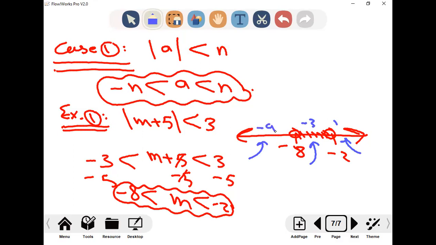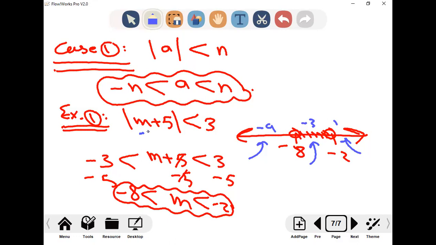The 1 and the negative 9 should be not solutions, right? But the negative 3 should be a solution. Let's take the 1 here. 1 plus 5 is 6. Absolute value of 6 is 6. Is 6 less than 3? No. So this one is not a solution, right?